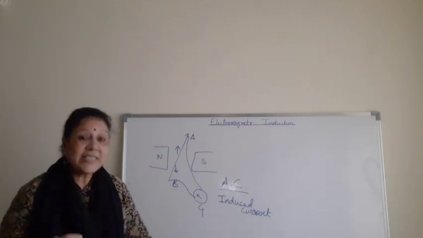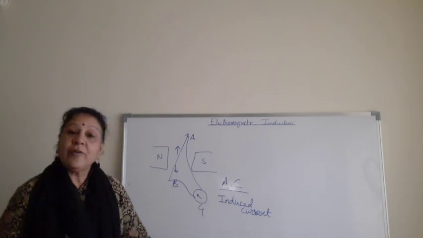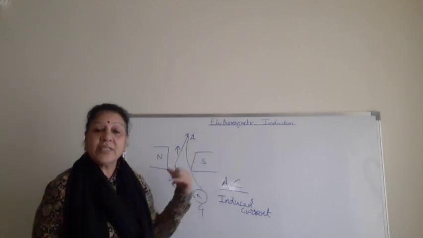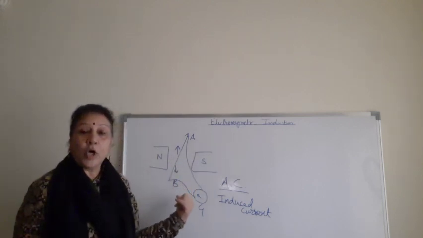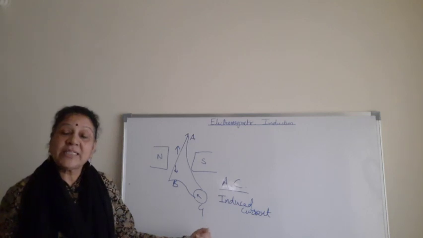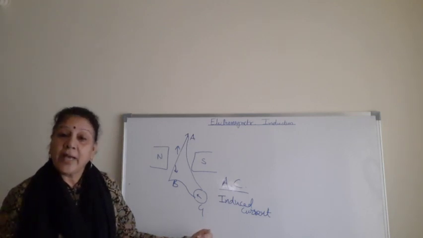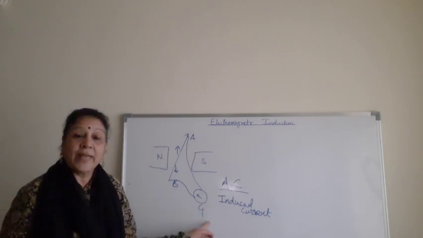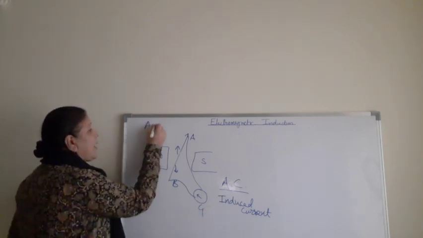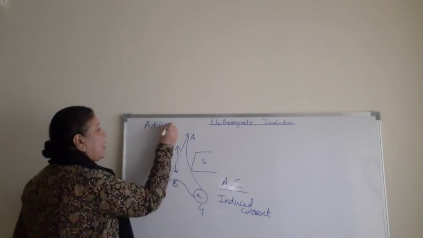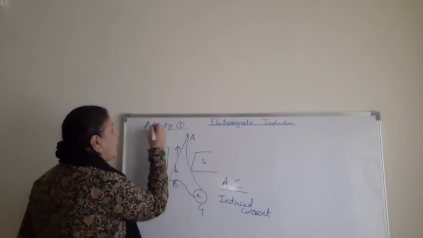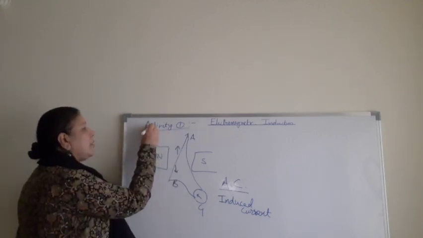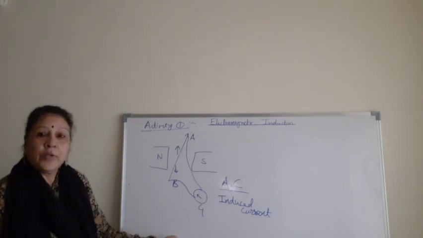And this is called alternating current. This type of current is also known as induced current because of electromagnetic induction. This is the activity which demonstrates electromagnetic induction. Right? This is activity 1, which demonstrates electromagnetic induction, or the production of induced current.